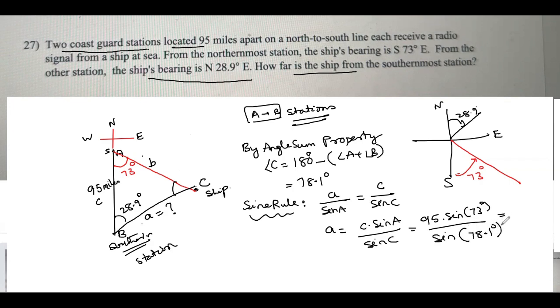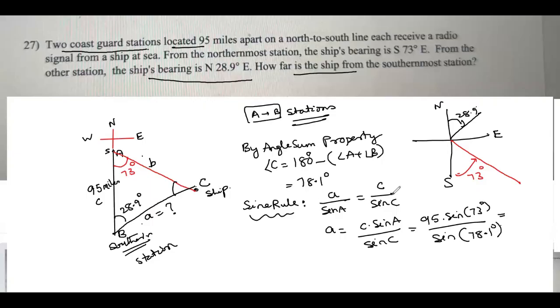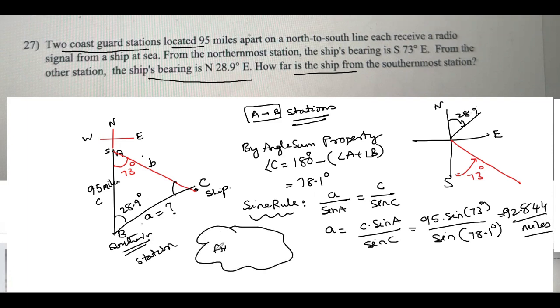So use the calculator now. It comes out to be 92.844 miles. So the final answer, the distance of the ship from the southernmost station, is approximately 92.84 miles. Hope you have understood this.